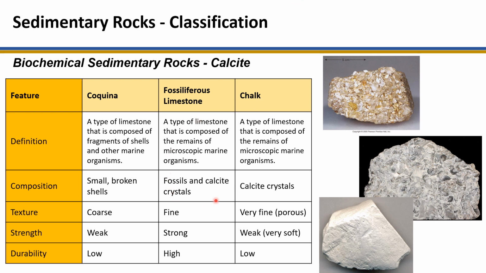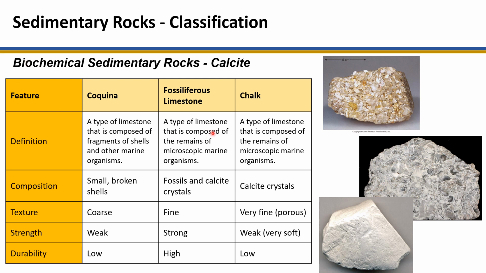It's a type of limestone that is composed of the remains of microscopic marine organisms. It's typically formed in shallow marine environments where the remains of microscopic marine organisms are quickly buried by sediment. Just now coquina was a common marine organism. This one is microscopic, very small. So fossiliferous limestone is typically white, grey in color, and is a fine grained rock with no visible fragments of organisms compared to the coquina.